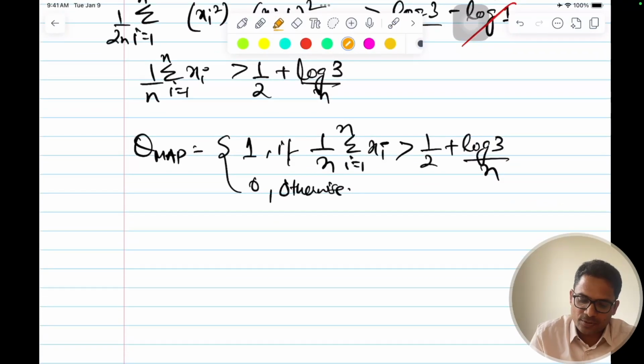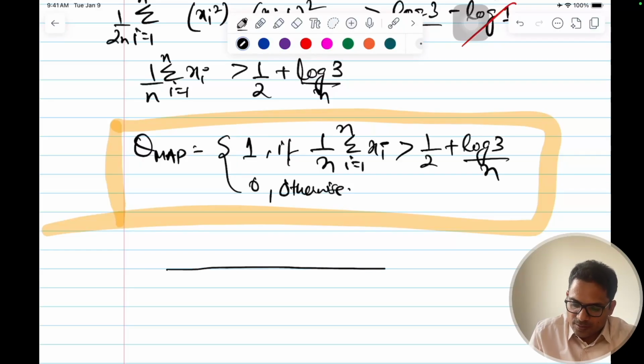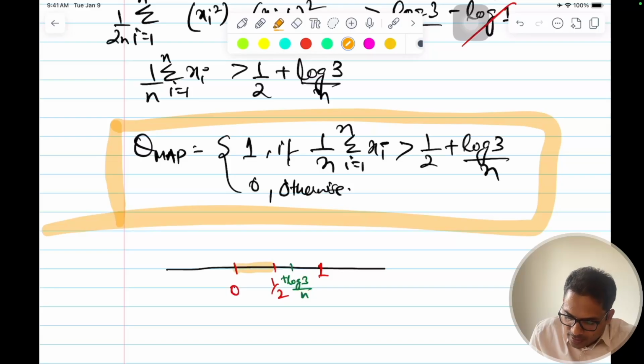So this is our theta MAP for a biased prior. Okay, and how will this look on the number line? Say for example, if I have the number line, earlier we said that this is 0, this is 1, and this is here half. Earlier the likelihood was this, but now we have got one more term, that is log 3 by n, half plus. So now this will be 0 till here, and only if it is greater than this will it be 1. So here this will be 1, and here this will be 0.